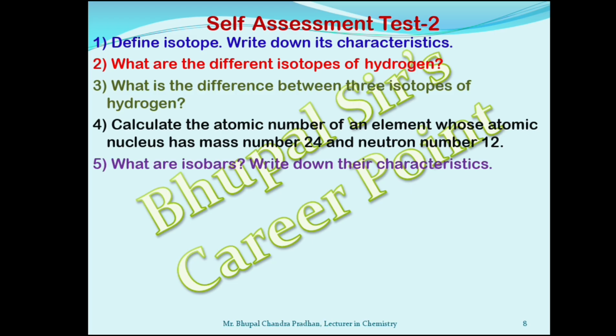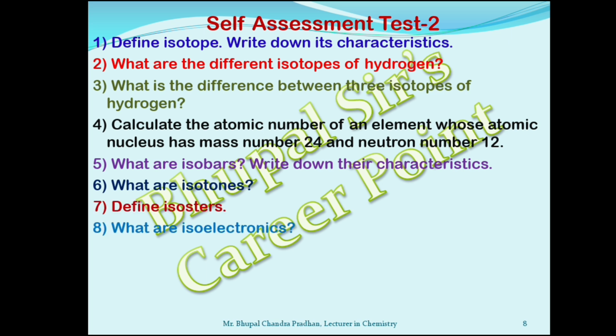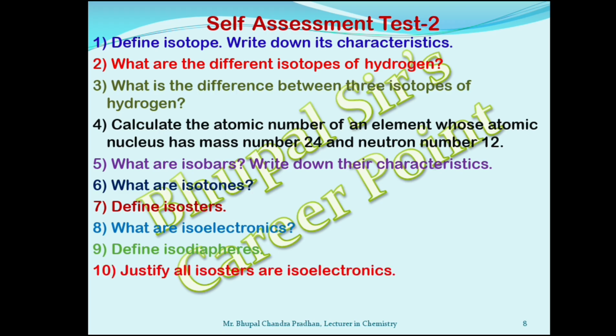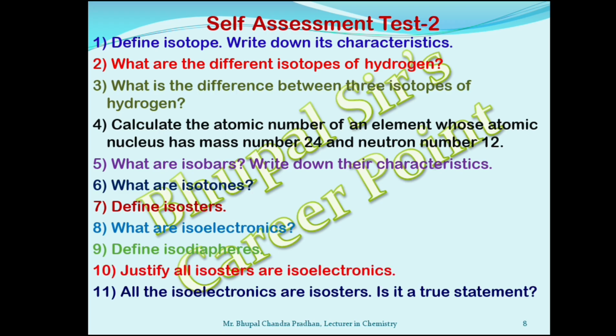What are isobars? Write down their characteristics. What are isotones? Define isosters. What are isoelectronics? Define isodiaphers. Justify: all isosters are isoelectronics. All the isoelectronics are isosters. Is it a true statement? Distinguish between isotope and isobar. Try to solve these and find the answers of these questions from this video.